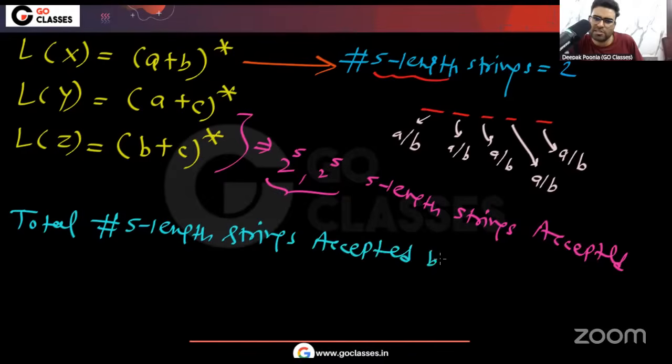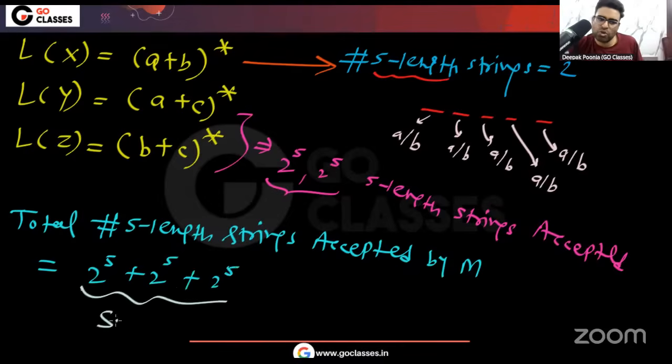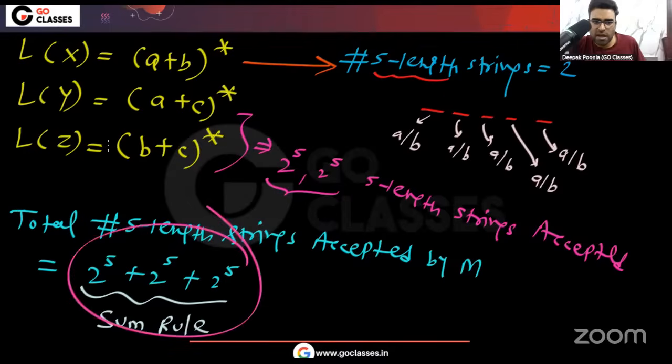Total number of five length strings accepted by M. Can I say that will be 2 power 5 plus 2 power 5 plus 2 power 5? Notice one thing. Here you are applying the sum rule. Yes or no? But whenever you apply the sum rule, you must check, are they disjoint or not? Are they mutually disjoint or not?